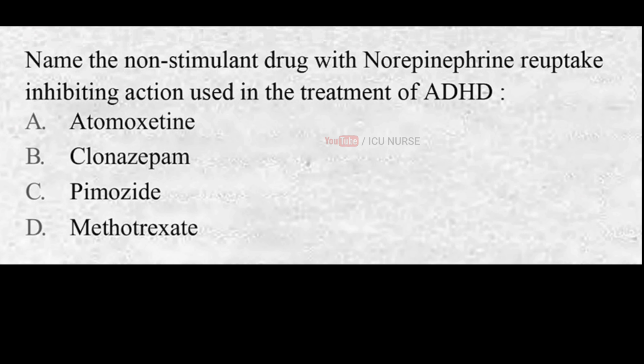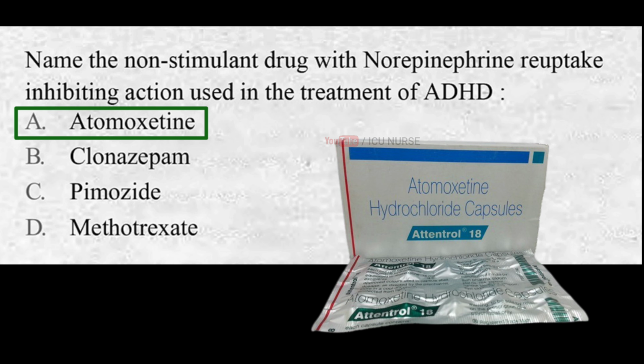Name the non-stimulant drug with norepinephrine reuptake inhibiting action used in the treatment of ADHD. A. Atomoxetine. B. Clonazepam. C. Pimozide. D. Methotrexate. And the correct answer is A. Atomoxetine. Atomoxetine is one of the newer additions to the armamentarium of non-stimulants used in the treatment of ADHD, attention deficit hyperactivity disorder. It is a specific norepinephrine reuptake inhibitor. This drug has been extensively studied and has been approved by the FDA for the treatment of ADHD.